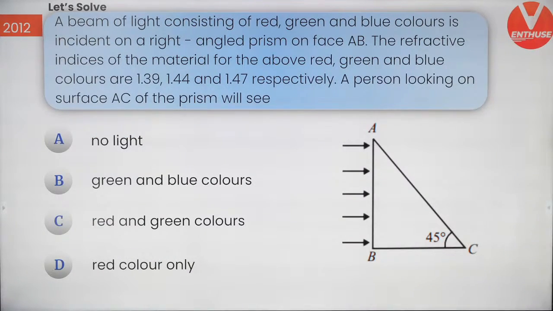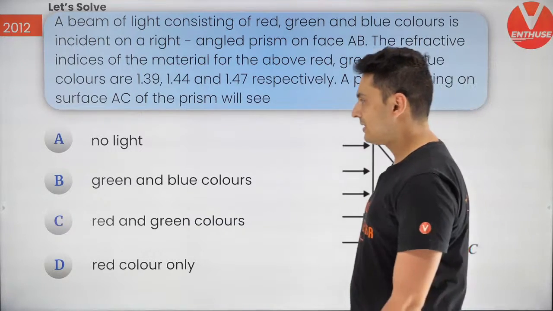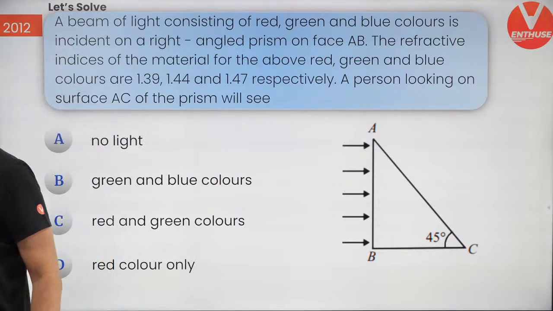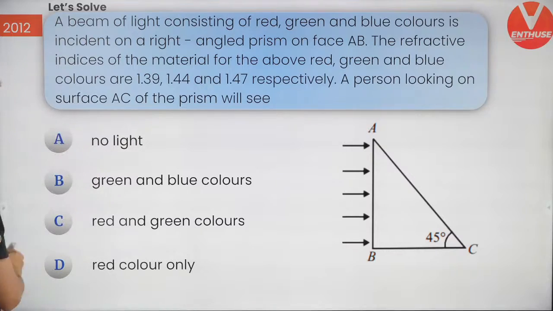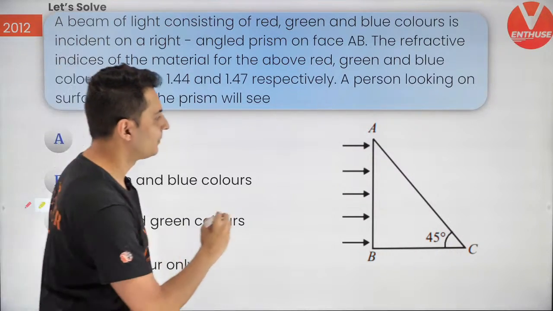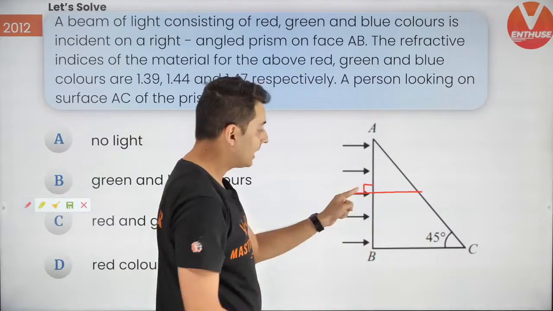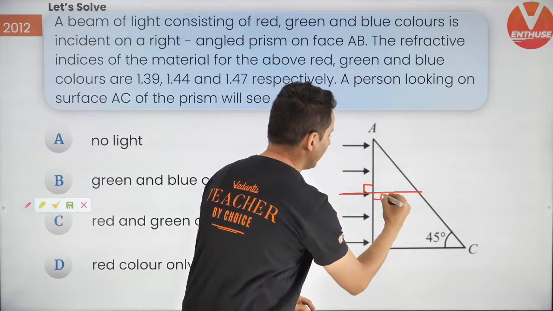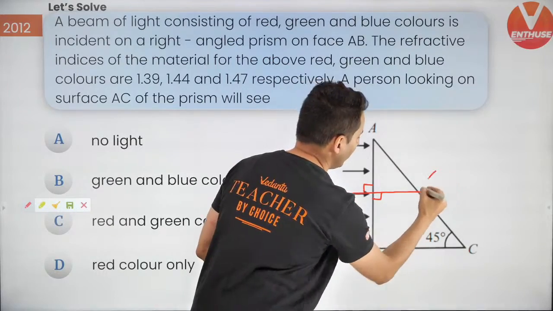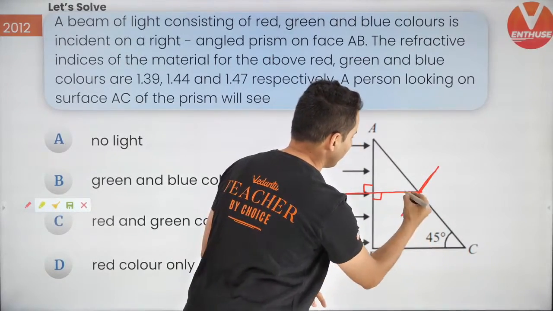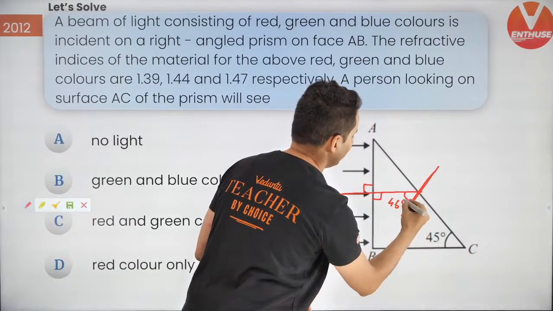Come on, think. Let's see, how do we do this? Okay, time to see how to solve this. Okay, green only, I don't know. Guys, I'll tell you what to do. When this light enters this prism, because it is entering at 90 degrees, it will also refract at 90 degrees. But when it falls over here, because this is 45, this will be also 45 degrees.